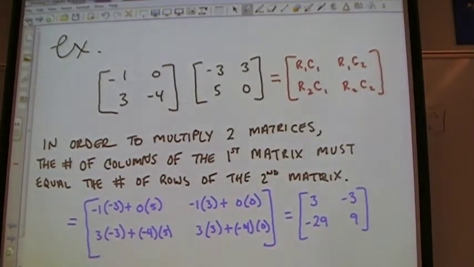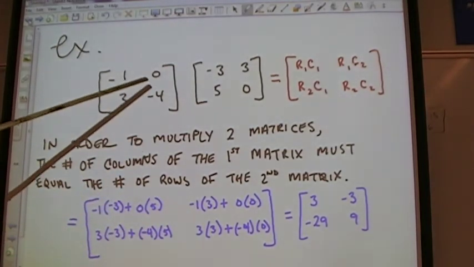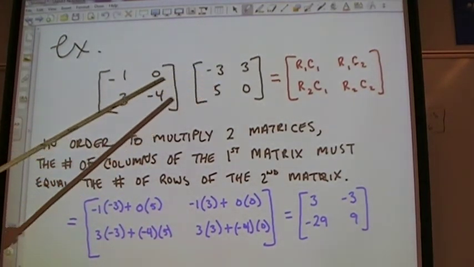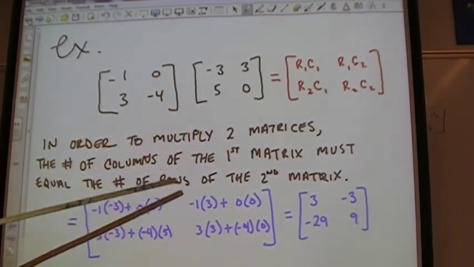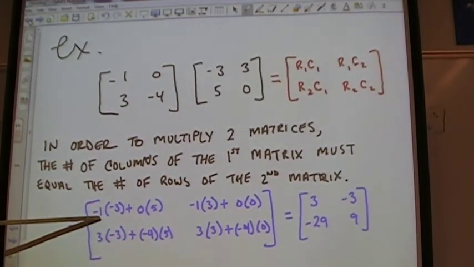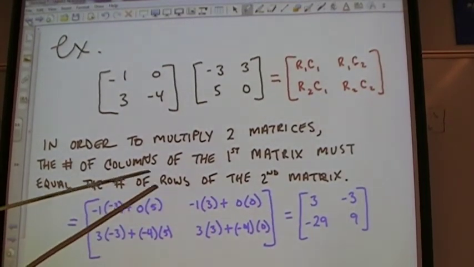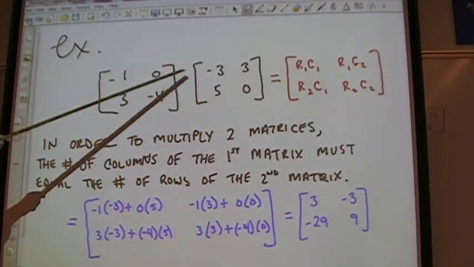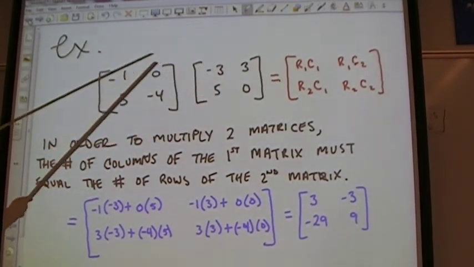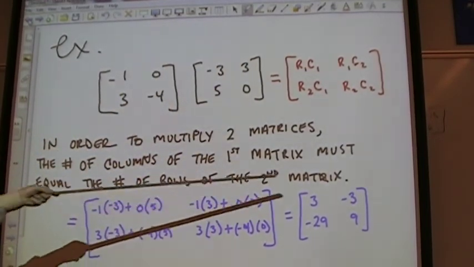Alright, so see if you follow this pattern down here. Since I'm using the first row and matching it up with the first column, I do -1 times -3 plus 0 times 5 to get my first entry. And I should end up with +3. To get this entry, I have to use first row, second column. -1 pairs up with 3, 0 pairs up with 0. Add those together, you get -3.